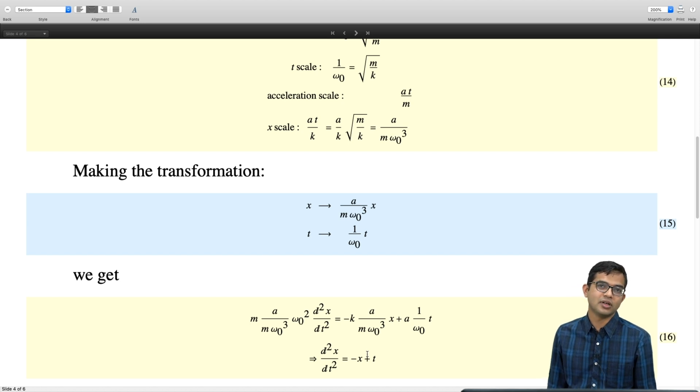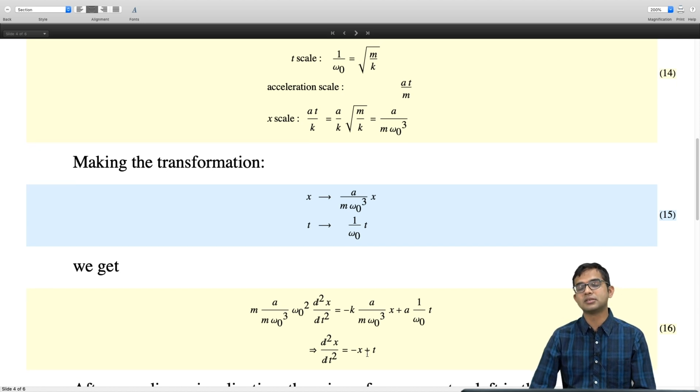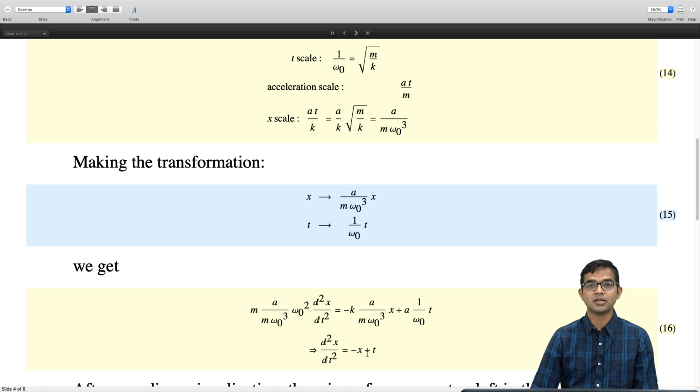In the problem that we considered earlier, it was d squared x by dt squared equal to minus x plus 1. Now there is a dependence on time, right? And that is a linear dependence. So what would we expect? Since it's an external force which keeps on increasing as a function of time, you do expect that your particle will not stay bounded. It's going to be unbounded motion, right?